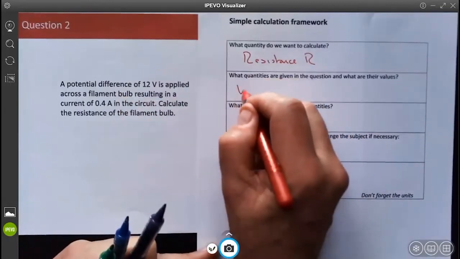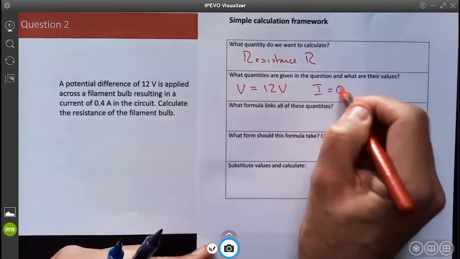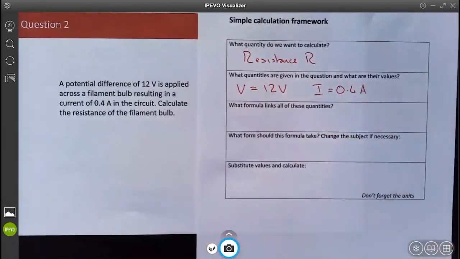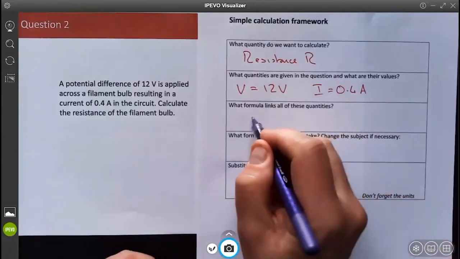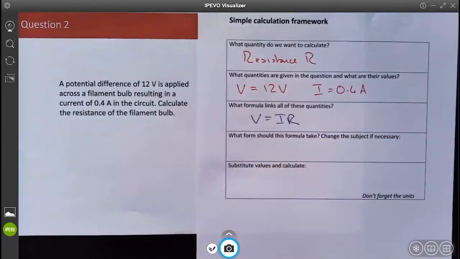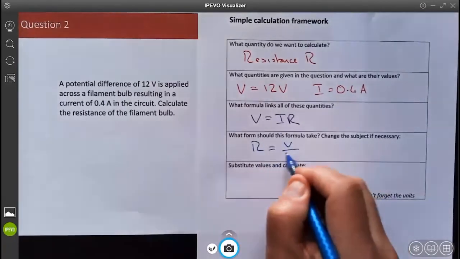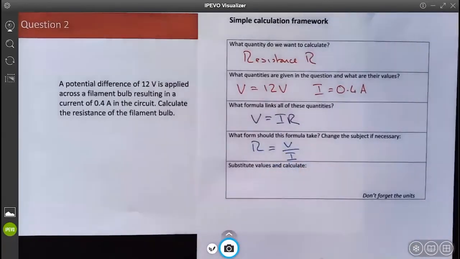And what quantities are given in the question? Well, we have a potential difference of 12 volts, and we have a current of 0.4 amps. As with the previous question, the formula which links all of these quantities is V equals IR. Now we're being asked to find the resistance, and it happens that in this formula, resistance is not the subject of the equation. So the first thing we need to do is then make R the subject of the equation, which is R equals V divided by I.